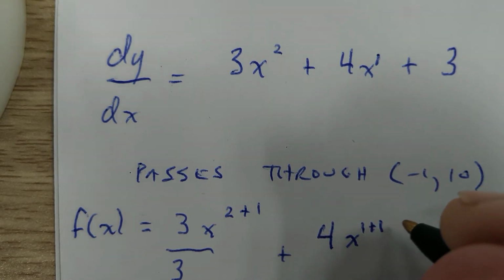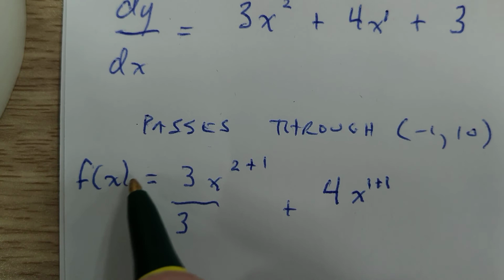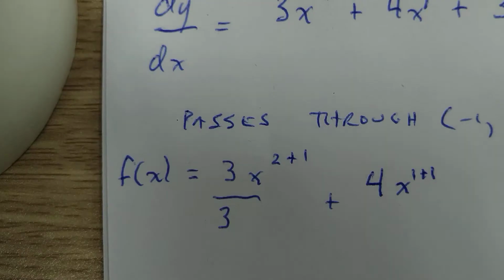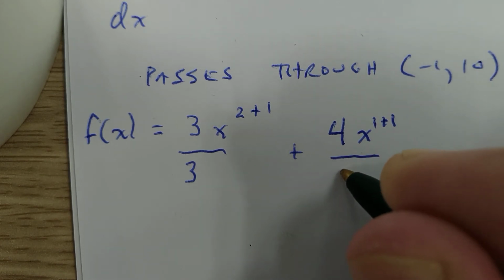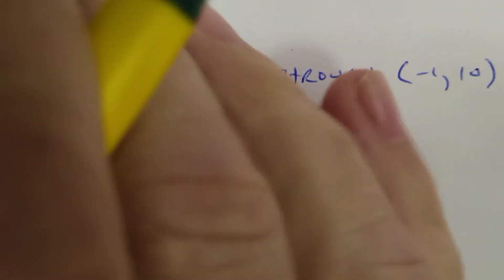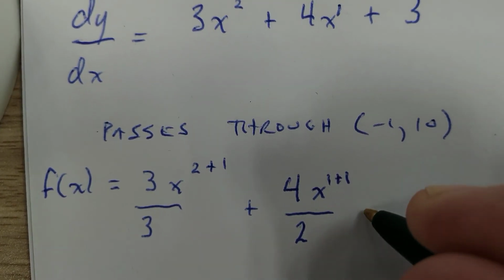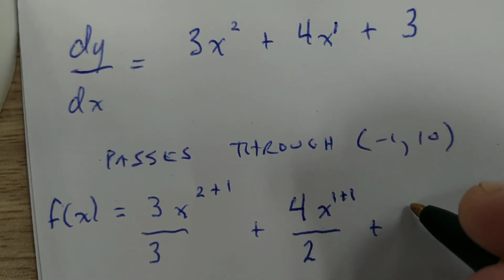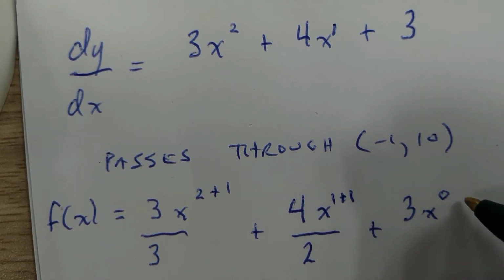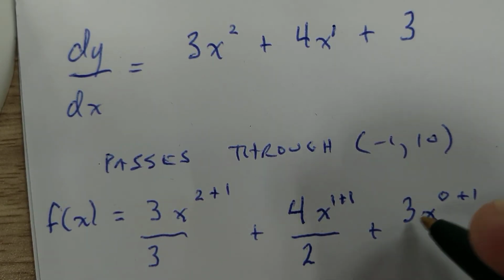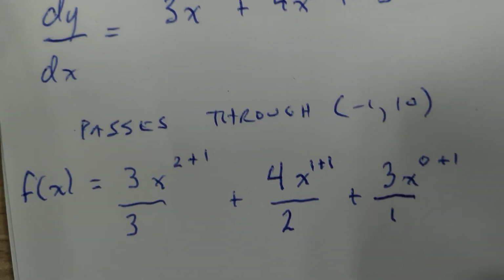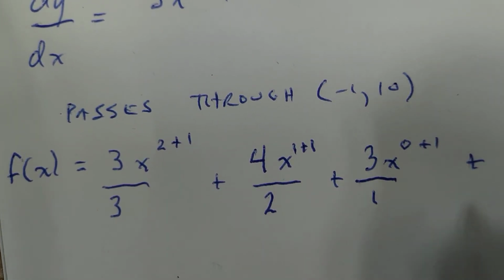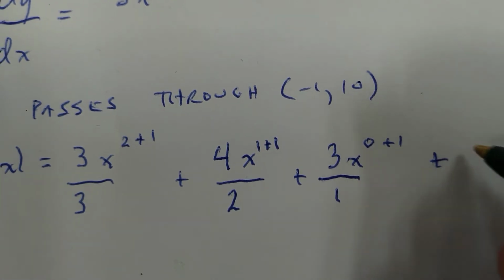But what did we multiply by when we went forward from the function to the derivative? We multiplied by 2. So this time we're going to divide by 2. Don't divide by 4. And then now we're going to look at the 3. So we've got plus 3x to the 0 plus 1. And we multiplied by 1, so we're going to divide by 1. And plus c. We don't know what the constant is yet. But we're about to find out.